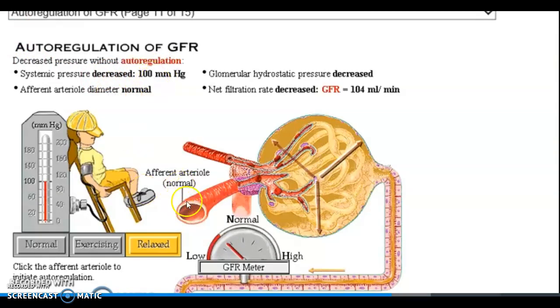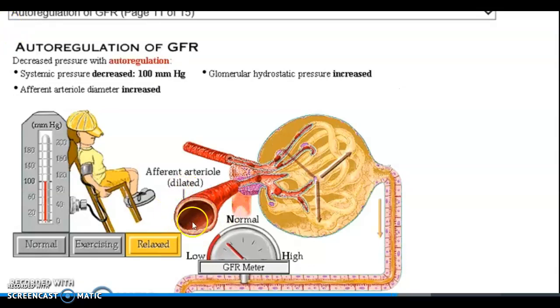So again, our pressure went from 120 to 100. Our afferent arteriole diameter remained the same, but our filtration rate dropped from 120 to 104. Well, what we're going to have to do is dilate our afferent arteriole, because we went from 120 to 104. So we're going to allow more blood to come in and be filtered so we can build up our filtrate again and increase our filtration rate.